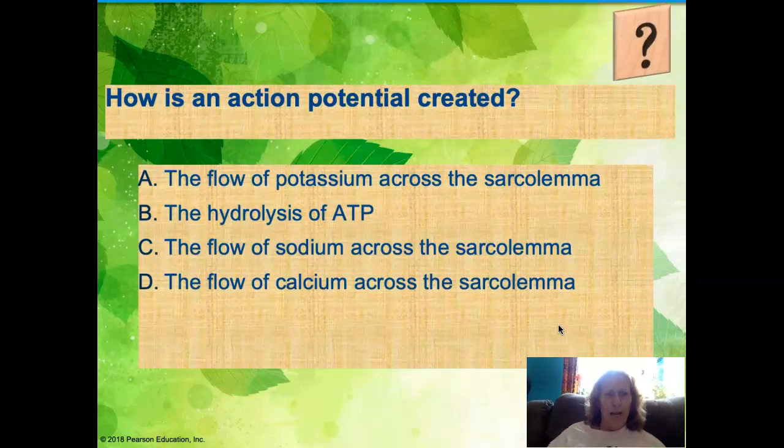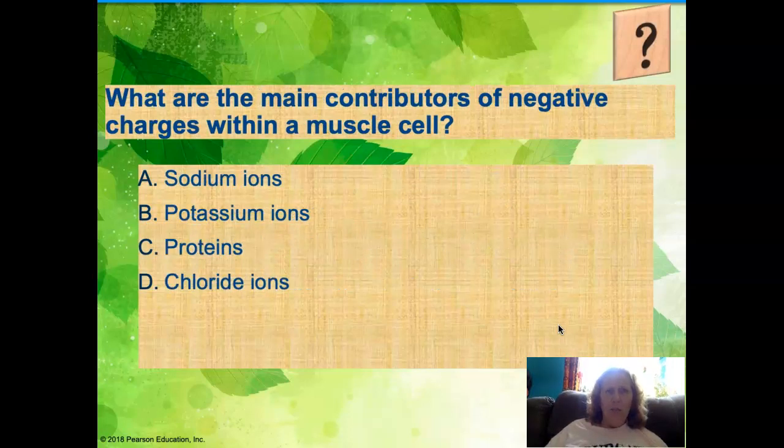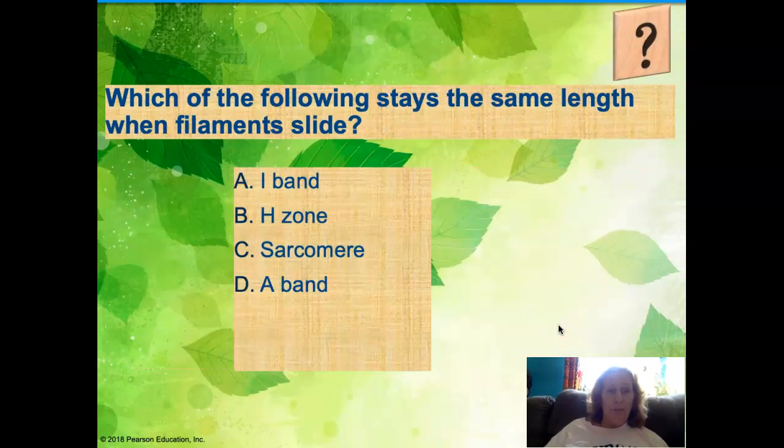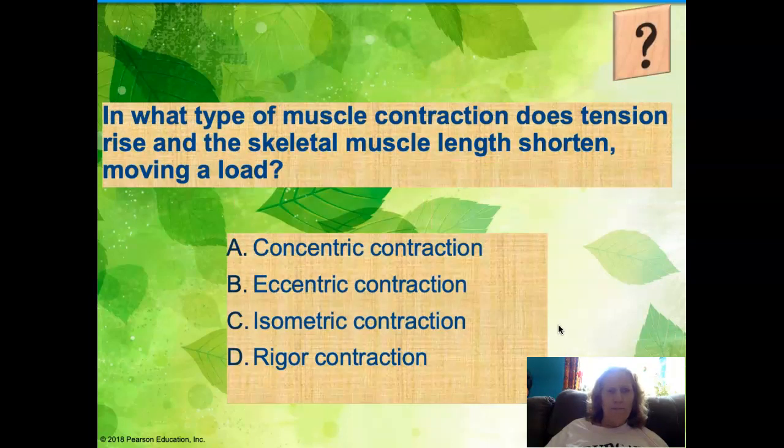So what do you think? What's the answer? How is an action potential created? C, the flow of sodium across the sarcolemma. What are the main contributors of negative charges within a muscle cell? Again, C, proteins. Which of the following stays the same length when filaments slide? That would be D, the A band.